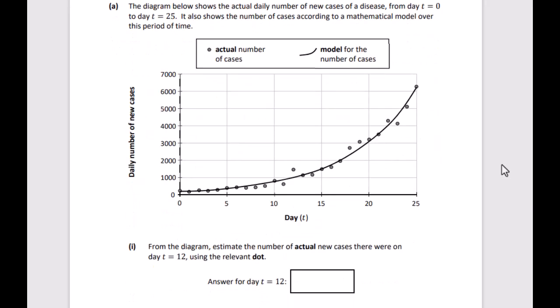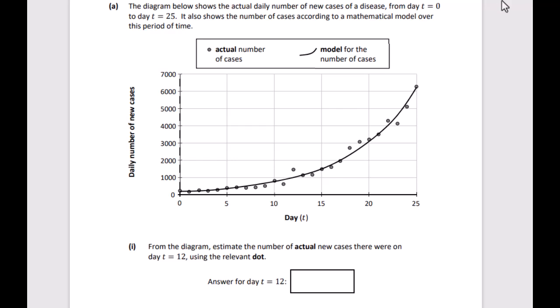Question 9. So the diagram below shows the actual daily number of new cases of a disease from day t is equal to 0 to day t is equal to 25. It also shows the number of cases according to a mathematical model over this period of time. So we have here the actual number of cases, and then we have the model for the number of cases. So the dots are the number of cases, and the line is the model for the number of cases.